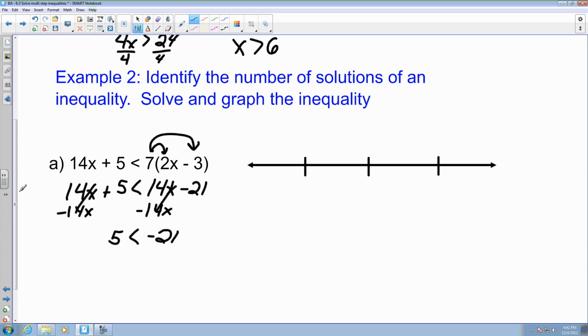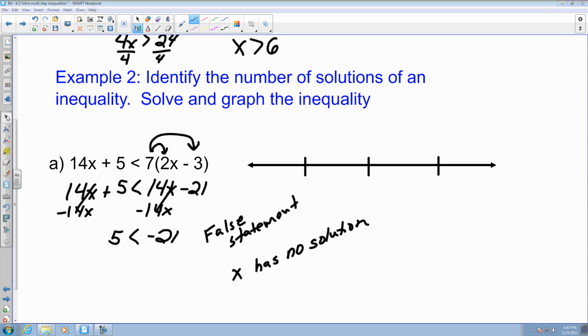Is that a true statement? No, it is not, because 5 actually is greater than negative 21. So this statement right here is a false statement. And if we've come across a false statement, that means that our variable x has no solutions. There is no solution for x that will make this statement true. And if you find yourself with x having no solutions, you do not have to graph your inequality.